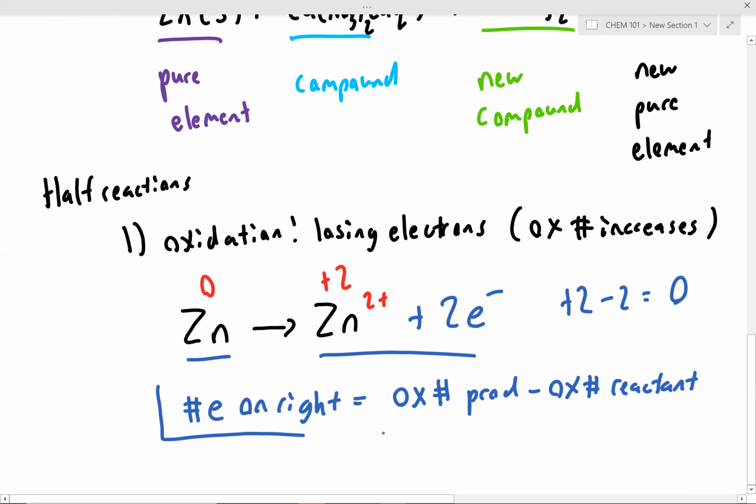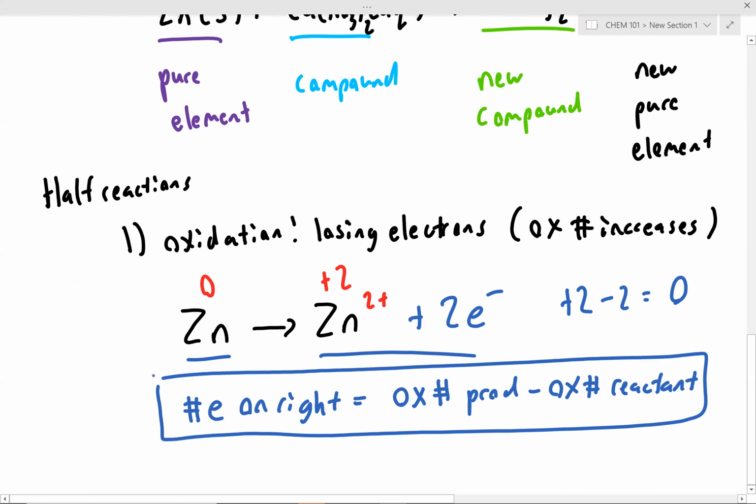So this is one way of thinking about it. Our number of electrons is always going to be greater than 0. If you get a negative number, then you have to put the electrons on the opposite side. Does that make sense to everyone? The two potential methods? Okay.